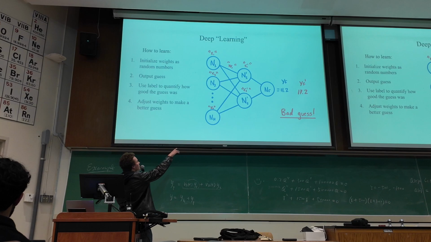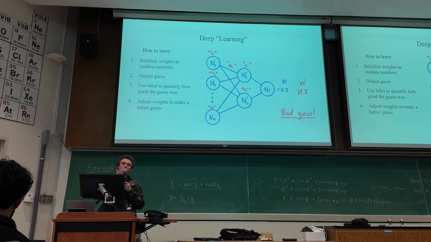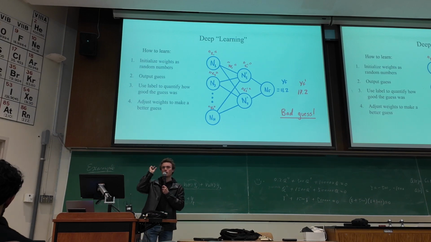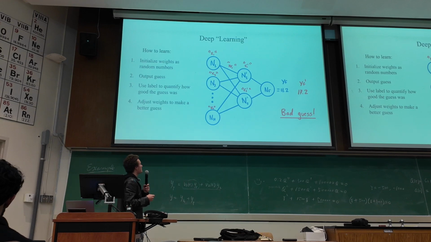So here, it's important that we have that label, 17.2, because with that, we can take whatever guess our neural network outputted, and we can say, okay, that was off by X amount. That was a really bad guess, or hey, that was actually a pretty good guess. And then once we have outputted our guess and we've quantified that, we then want to adjust our weights to somehow make a better guess, to decrease the difference between what we predicted and what the actual correct value was. That's going to be our general strategy.